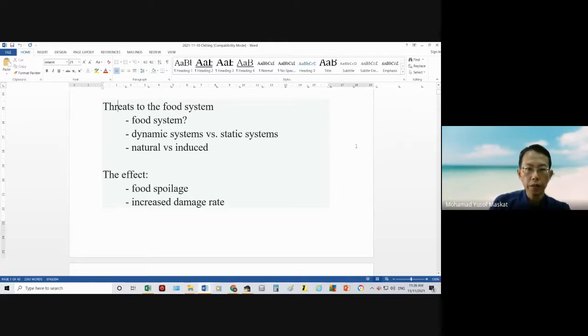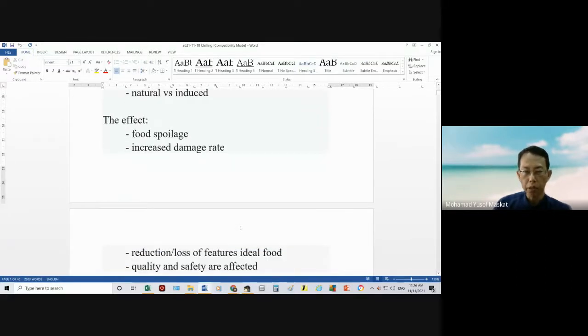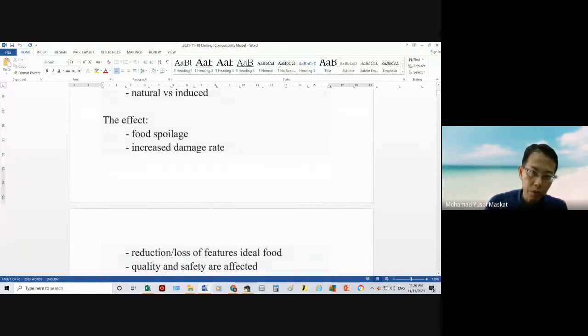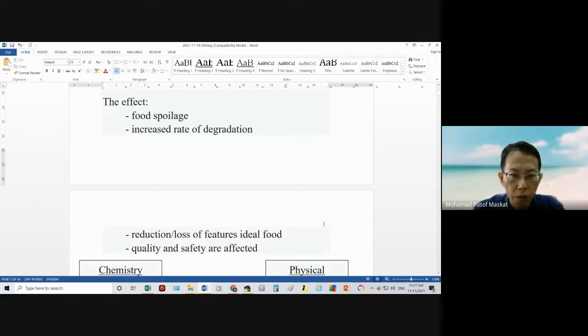Okay, what are the effects of threats to the food system? Usually it will result in food spoilage, and also an increased rate of damage or degradation of the food. And a reduction or loss of ideal features of the food.